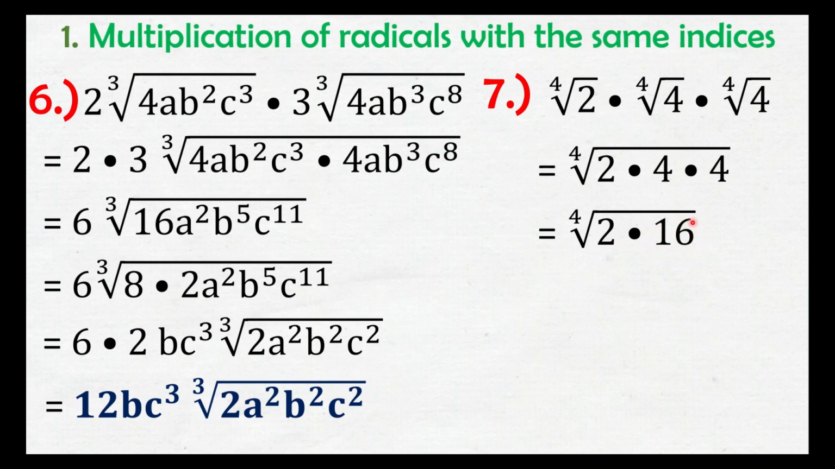So, si 16 yan, malalabas natin sa loob ng radical sign. Diba? 2 times 2, 4 times 2, 8 times 2, 16. So, malalabas natin si 16 as 2. So, we have 2 fourth root of 2. Yun yung final answer natin.